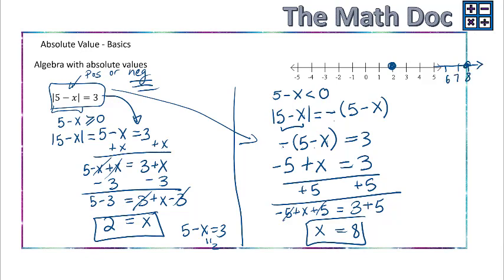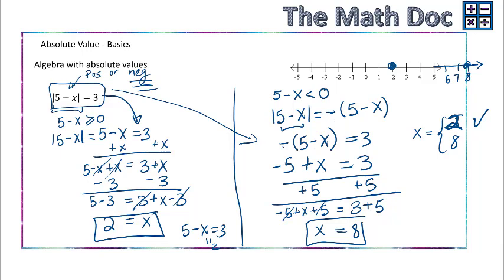And so these are the two results. Our two results are x equals 2 or 8. Okay, and let's check this again. When we have x equals 2, 5 minus x is 3. The absolute value of 3 is just 3, and that's okay.